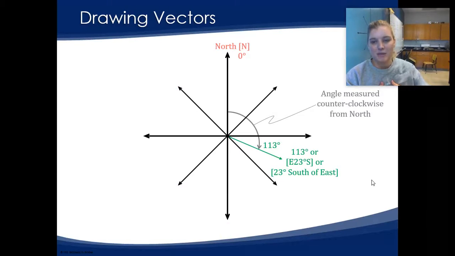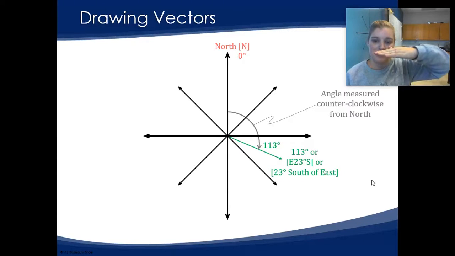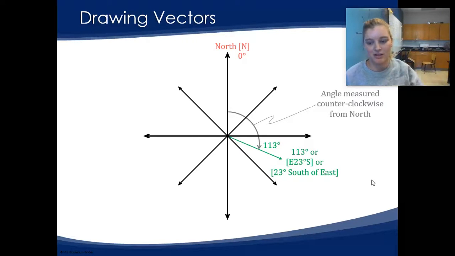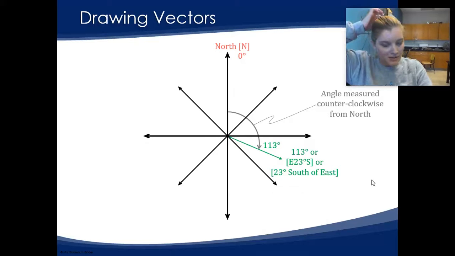So when we look at this, this slide is a little off. It's not an angle measured counterclockwise from north. We're measuring an angle clockwise from north. So it's saying that we're either at 113 degrees. So you start at north, and you go 113 degrees, or if it says east 23 degrees south, that means you go to east, and then you add 23 degrees south to your eastward direction. It gets a little tricky in how we're saying it, but you're going to need to know how to interpret all 3 of those examples.